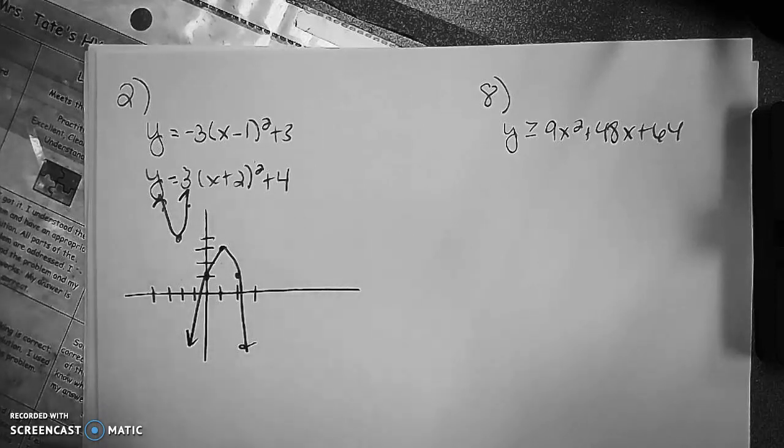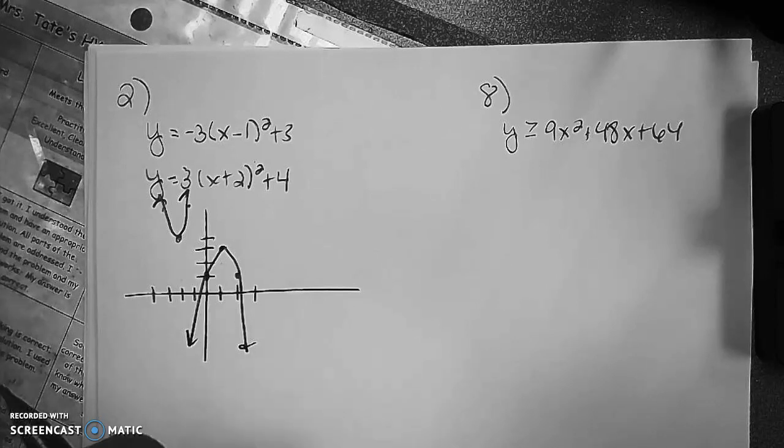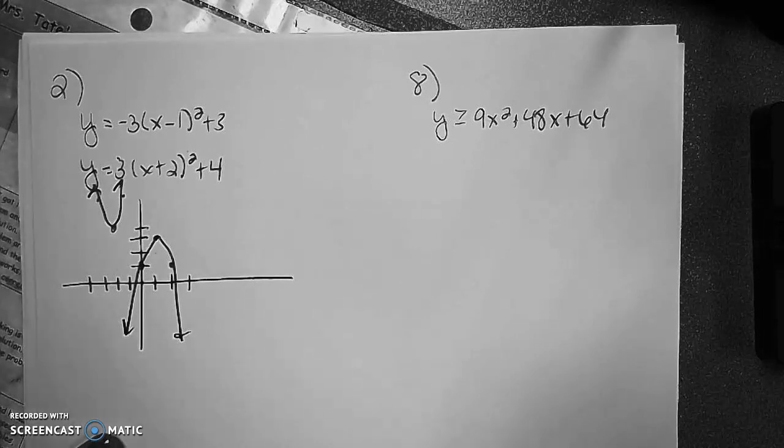These are the frequently asked homework questions for homework 5.12. So number 2, I went ahead and just sketched that by hand, but the instructions said to graph using your calculator. If you graph both of these parabolas using your calculator, you're going to find that they never intersect, which is why there's no solution. So let's look at number 8.